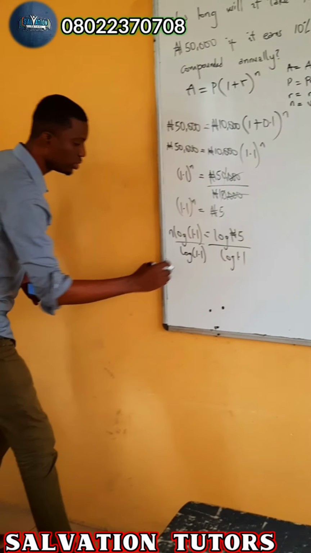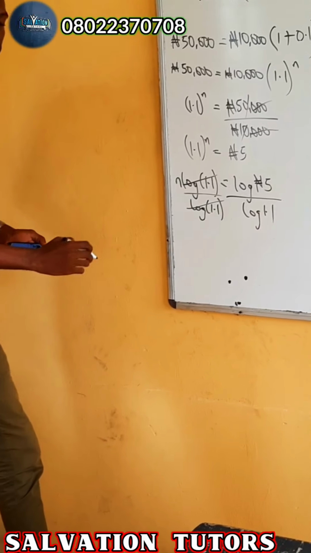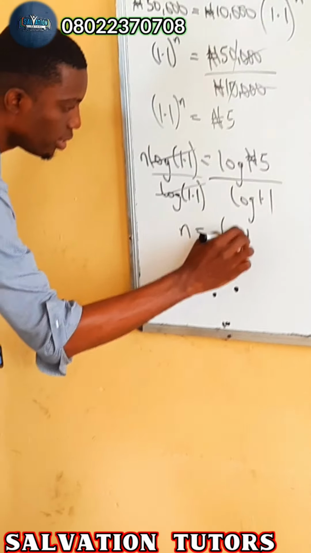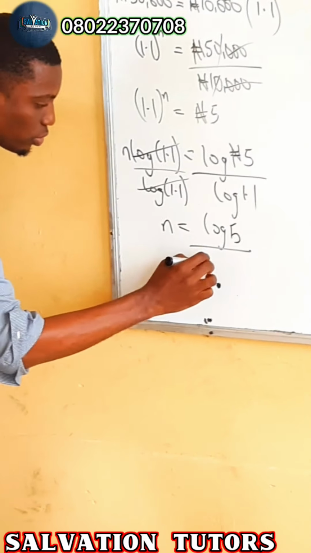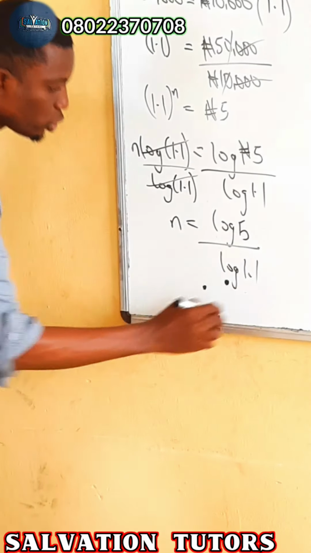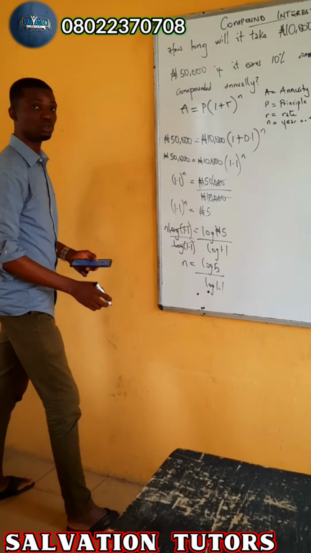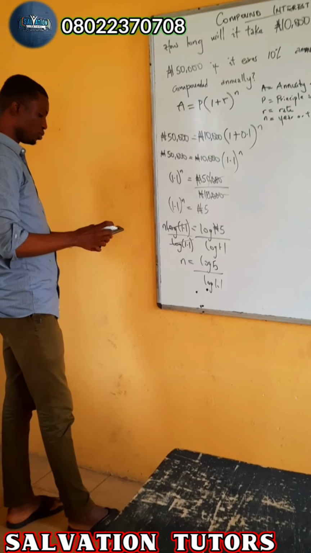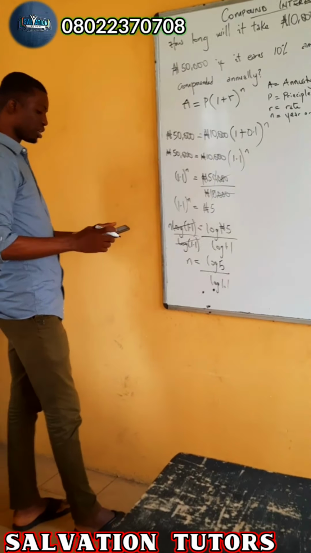So we can proceed. This will naturally cancel out this. So we say n equals log 5 over log 1.1. At this place, I've gotten to almost the end of the question. I'll make our life very, very easy. So we'll go to our calculator.